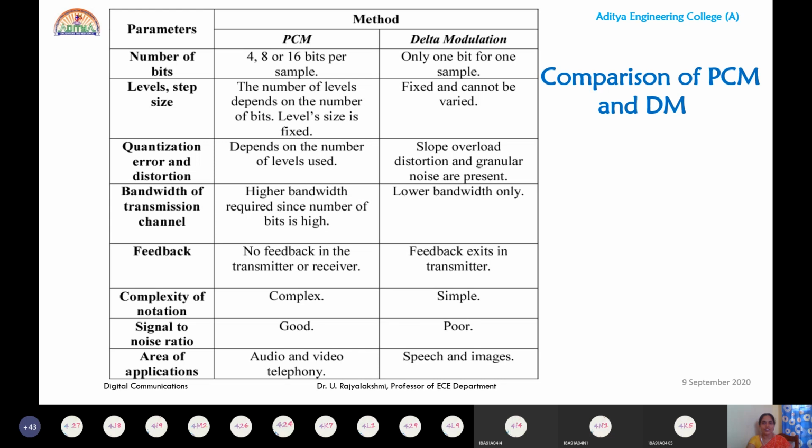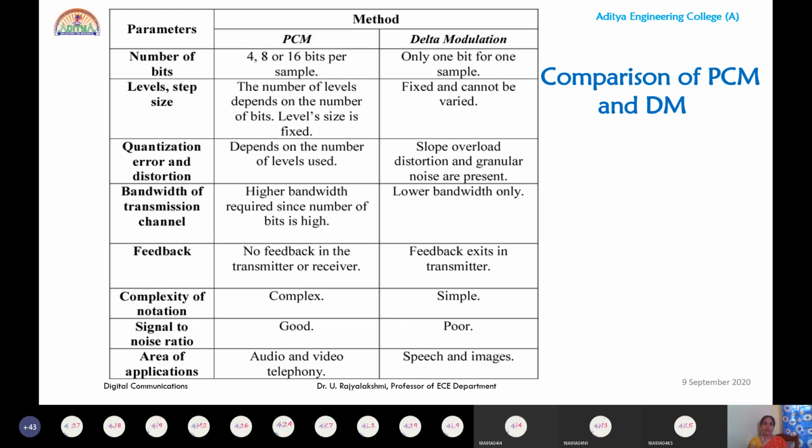But in the case of delta modulation, we know that it has a 1-bit quantizer. We have already seen the circuits of DM and ADM, where a 1-bit quantizer is used. So how many bits per sample are there in the case of DM? Only 1 bit is transmitted per sample. That is the first difference. And the second one is the number of amplitude levels.